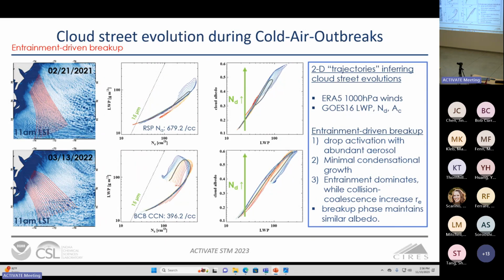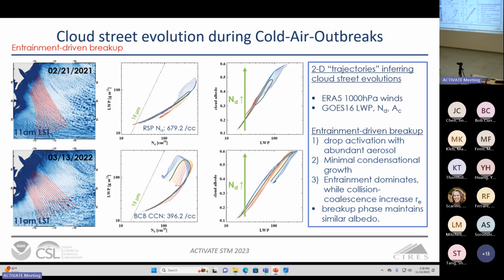There are also days where you encounter this entrainment breakup mechanism, where you have a really strong activation phase, and then in this case the liquid path is not that high and you have lots of droplets, which gives you a condition where entrainment is enhanced. Then you follow the same trajectory, the same evolution as in the development phase, as you break up.